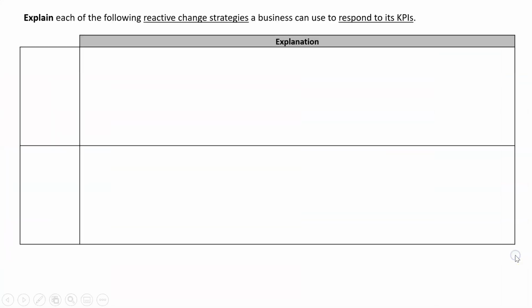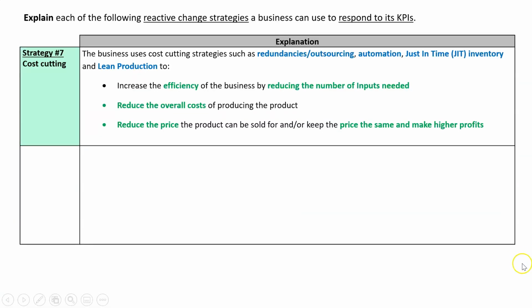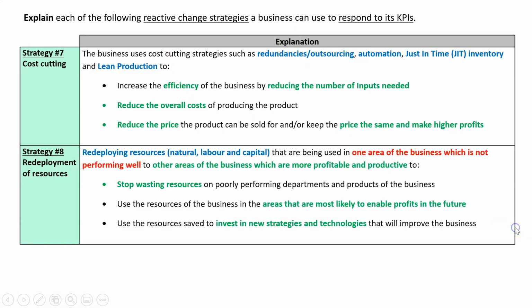Lastly, we had strategies 7 and 8, sort of new ones that weren't in earlier topics. They were cost cutting, where we use redundancies or outsourcing, automation, just in time or lean production. And lastly, redeployment of resources. Take the resources, which can be natural, labour or capital, that are being used in one area of the business that isn't doing well, and use them in an area of the business which is doing well.